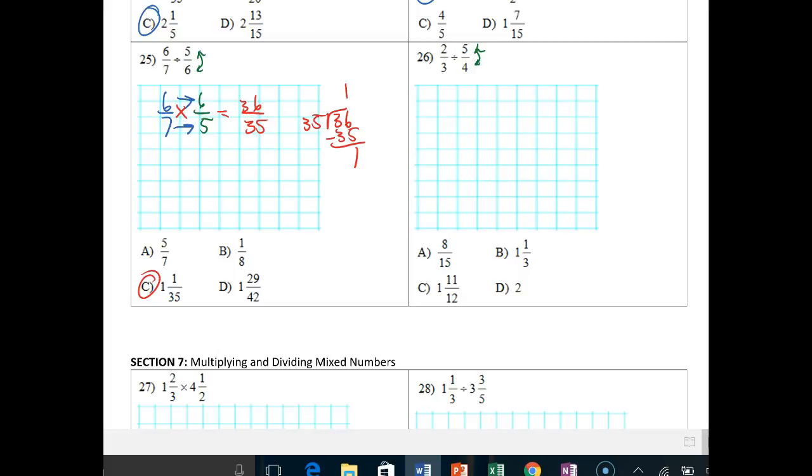So we should have 2 over 3 times 4 over 5. Again, notice we cannot cross cancel anything, so straight across, and we get our answer of 8 over 15.